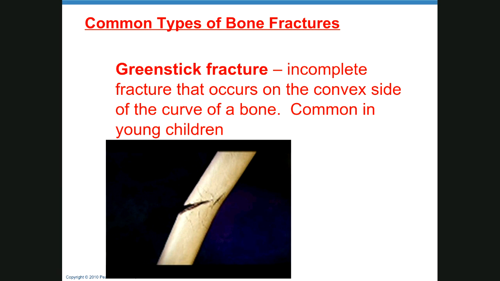This is an example of an incomplete fracture. It's called a greenstick fracture. This is common in children. Notice how the bone has bent, which is typical of a young, bendable bone. So pressure has been put in one direction, and the bone bends and partially breaks. A greenstick fracture is common in young children.